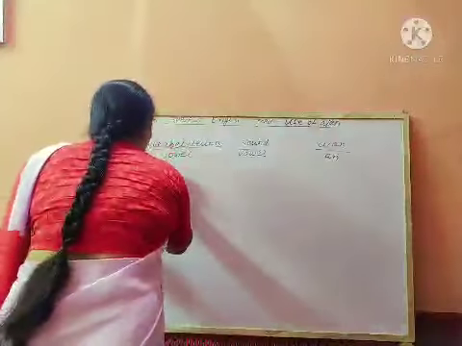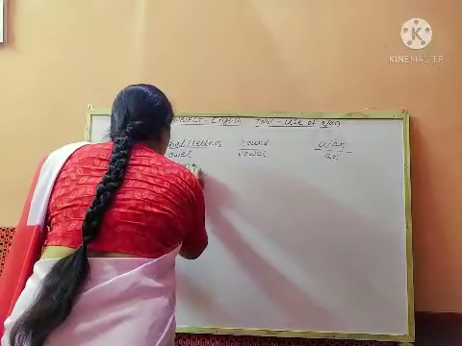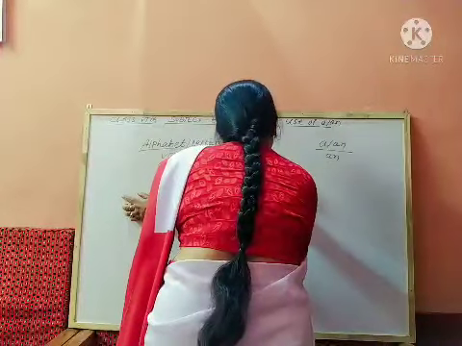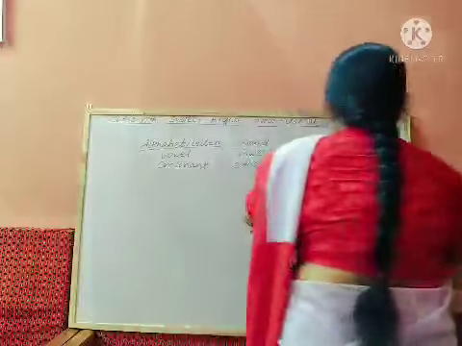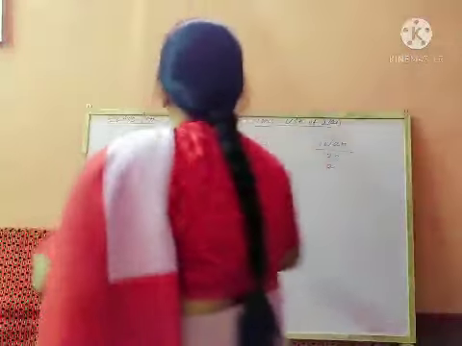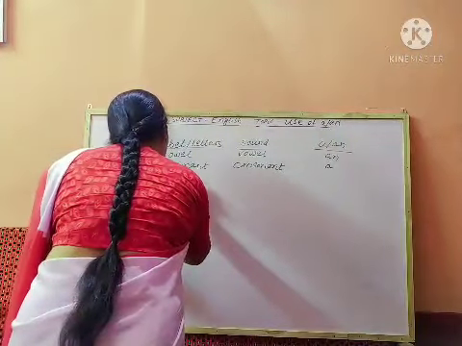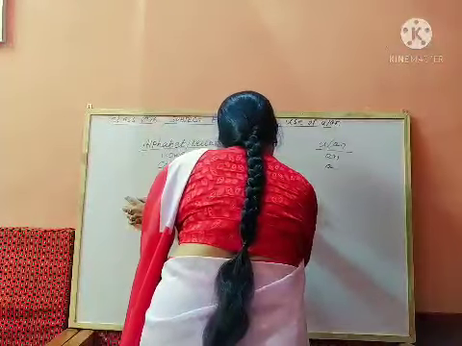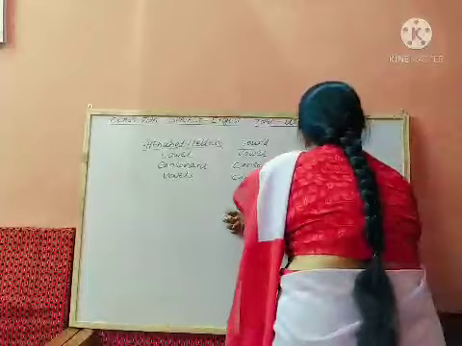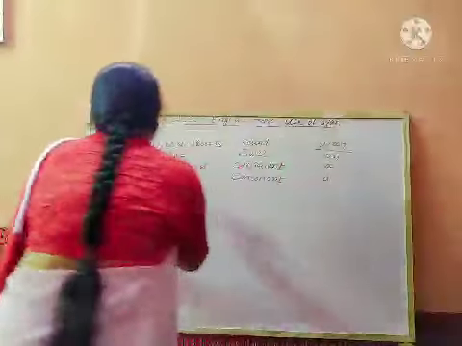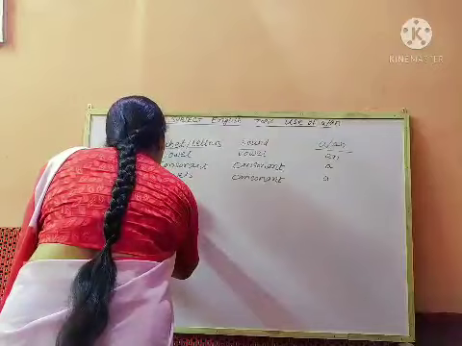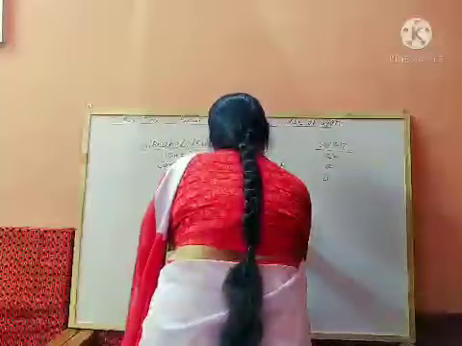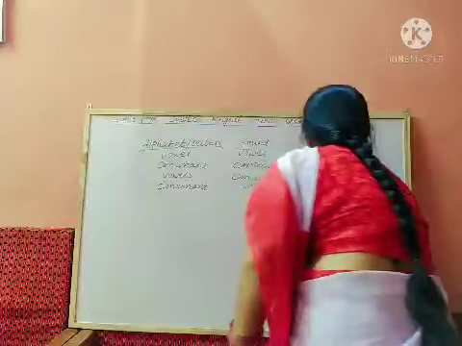If the letter is a consonant and the sound is a consonant, in this place we use A. If the letter is a vowel but the sound is a consonant, in this place we use A. If the letter is a consonant but the sound is a vowel, in this place we use AN.